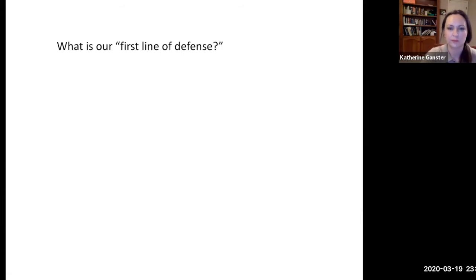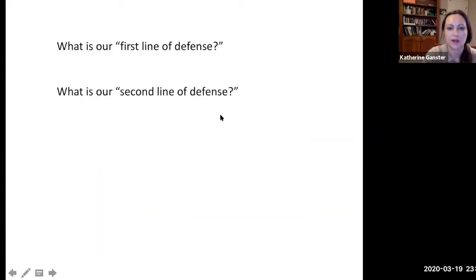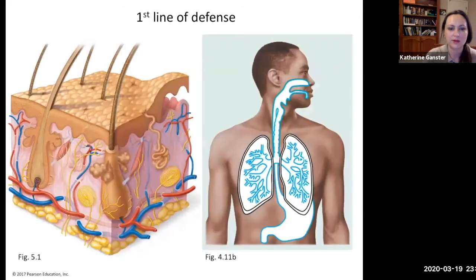The second line of defense is these internal defenses here: antimicrobial proteins, fever, inflammation. We'll talk about these coming up. And then the third line of defense is, of course, your adaptive defense, where your body is really fighting something very particular, very specific, in order to prevent an infection throughout the body. Here's the first line of defense. Over here you have the cutaneous membrane, known as the skin.